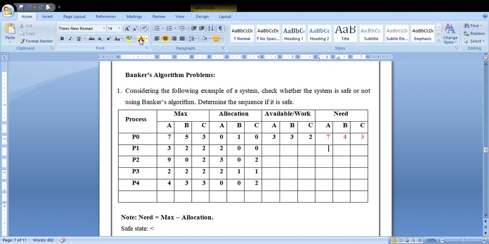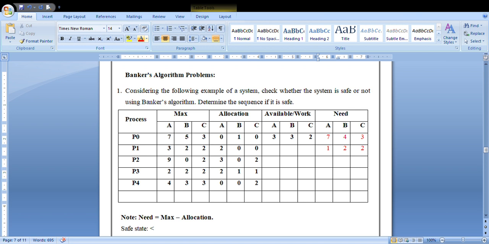So these are the values you are finding out, the need value. Same way, calculate the need value for your P1 process. 3 minus 2, it's 1. 2 minus 0, 2. 2 minus 0, 2.